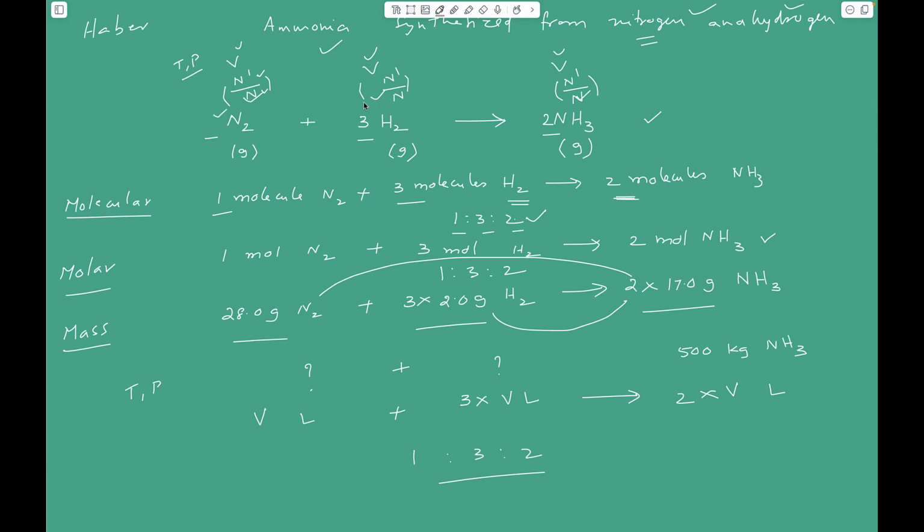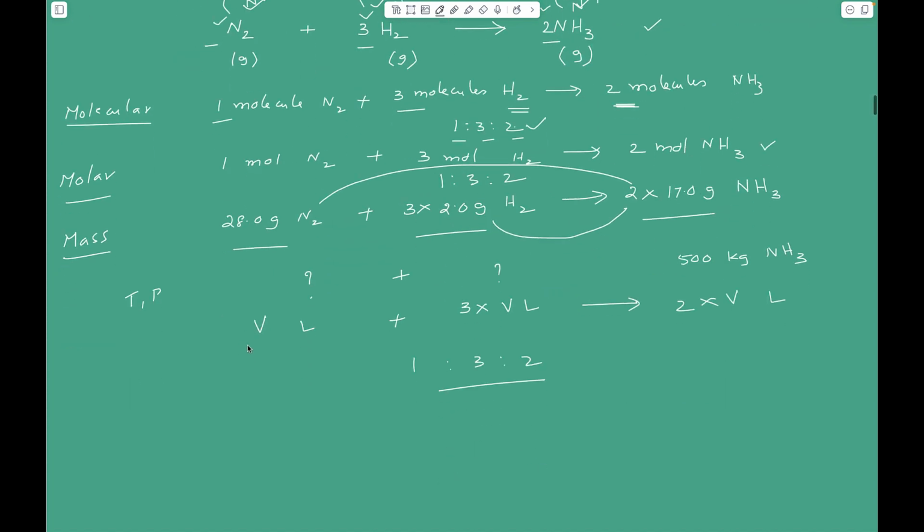So that means these stoichiometric coefficients in case of gaseous reactants and products also give the ratio of their volumes, right? So this is the volume relationship, and this is applicable only in case of gases.